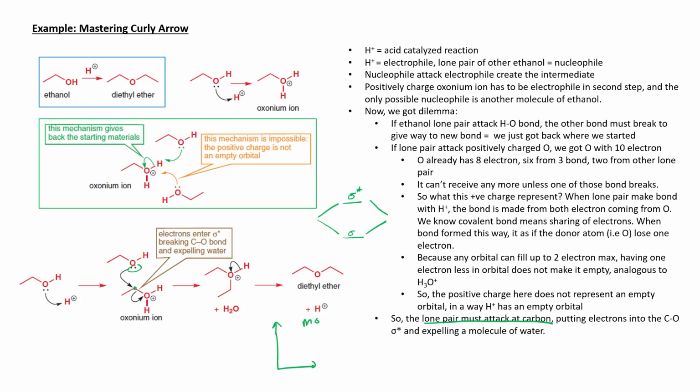Normally bonding happens when the bonding molecular orbital is filled with two electrons, then you get bonding. But if another electron comes and fills up the anti-bonding orbital, they will cancel out. So that's what happened here.